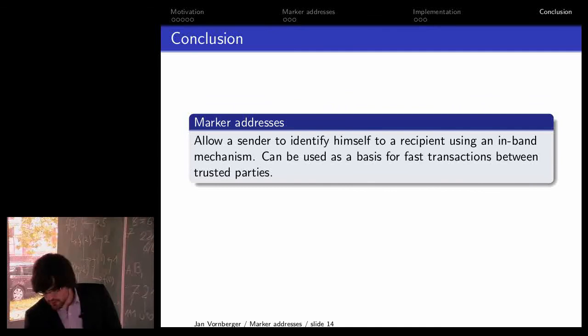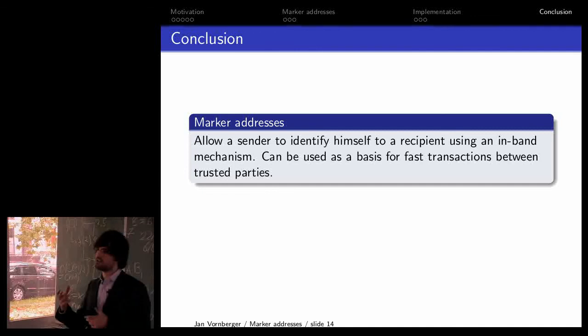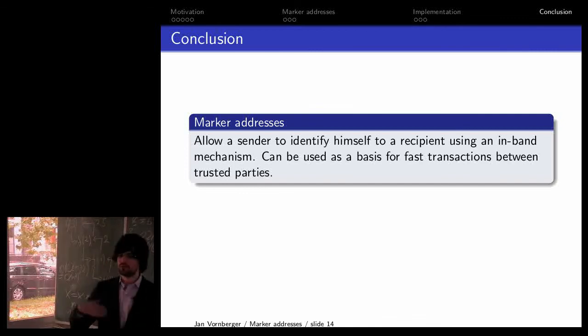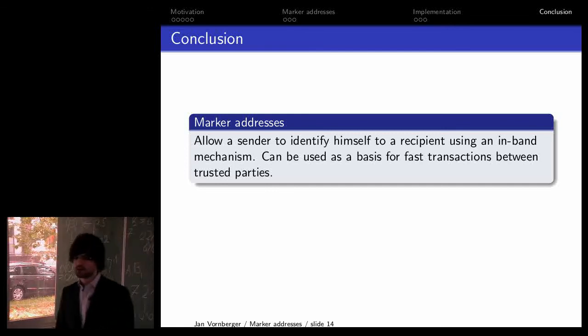So in summary, the idea of marker addresses is just a simple mechanism to allow, in-band, the sender of a Bitcoin transaction to identify himself to the receiver, usually to be used for fast transactions, so that if the receiver knows the sender, then it can treat the transaction with a special fast track system or something and just accept it right away.